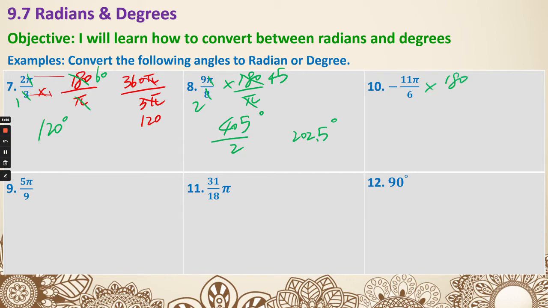Next, 180 over pi. The pi is gone. 6 becomes a 1. After dividing by 6, 180 becomes a 30. So it's negative 330 degrees.